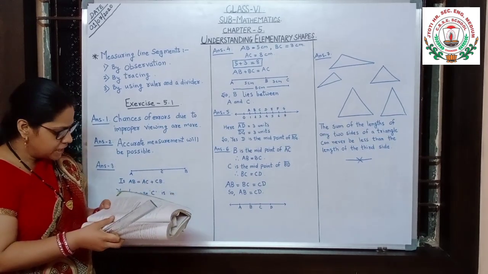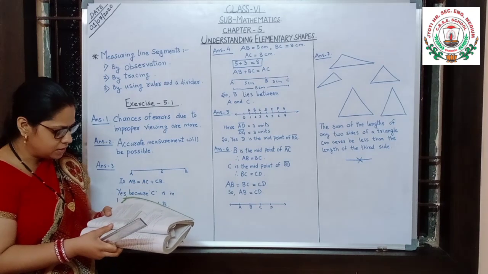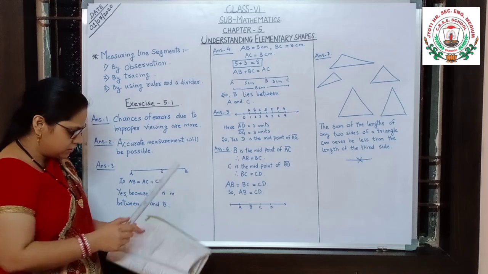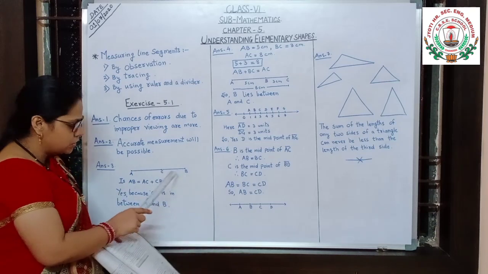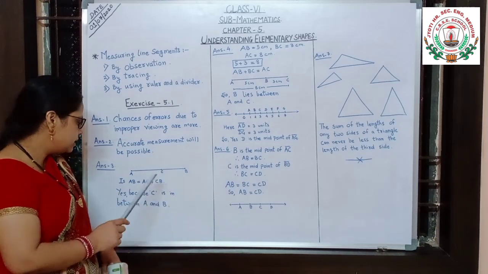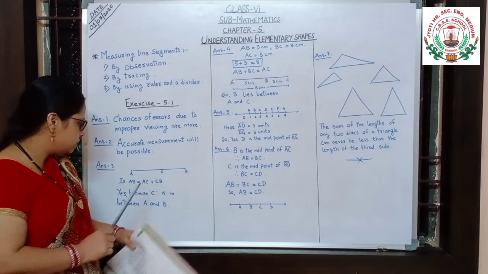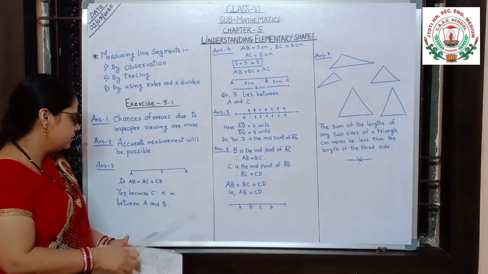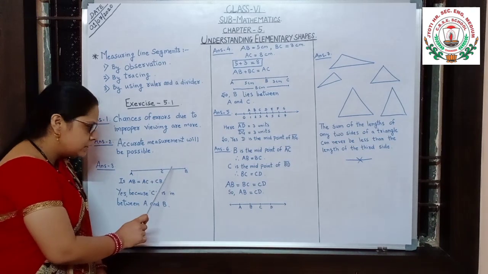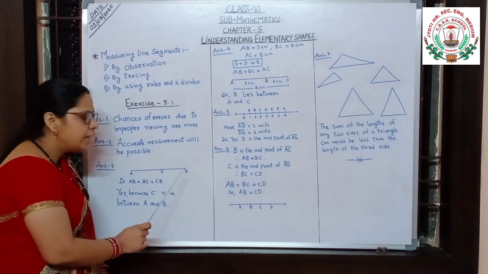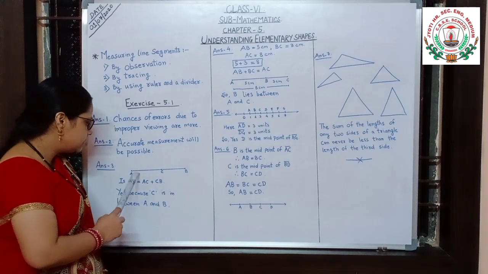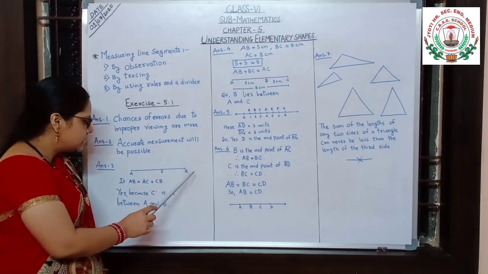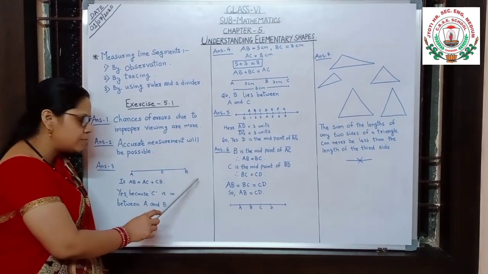Measure the lengths of AB and BC and AC. A to B and A to C, and B to C also you are measuring. Then it is asked whether AB is equal to AC plus CB. This is AC, this is CB. It is asked in the question whether AB, from the initial point to the final point, is equal to AC plus CB?